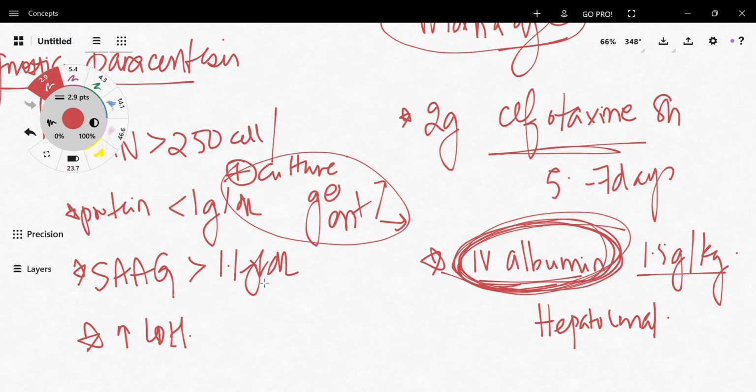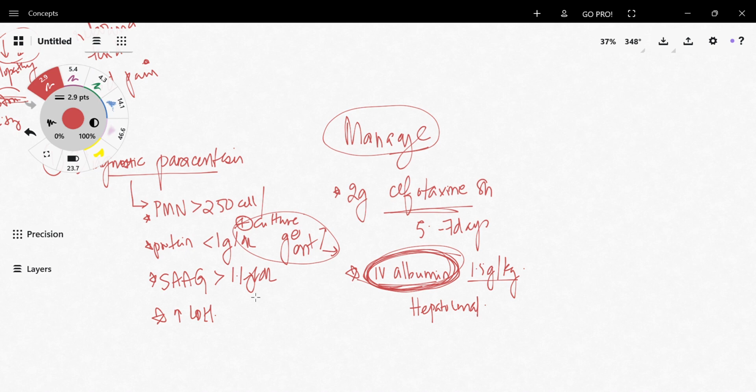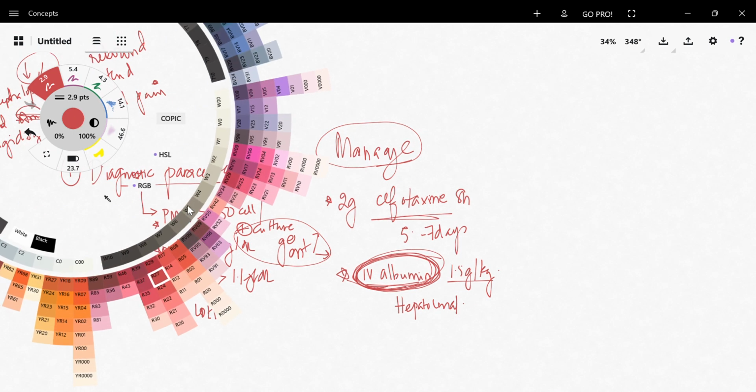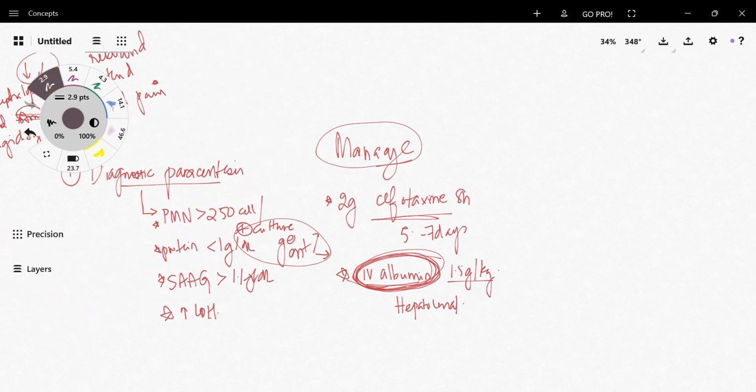Now, there are two topics that I want to touch upon, which are very relevant to what we're talking about right now. The first one that I would like to talk about is SAAG, right? So SAAG is serum ascitic albumin gradient.